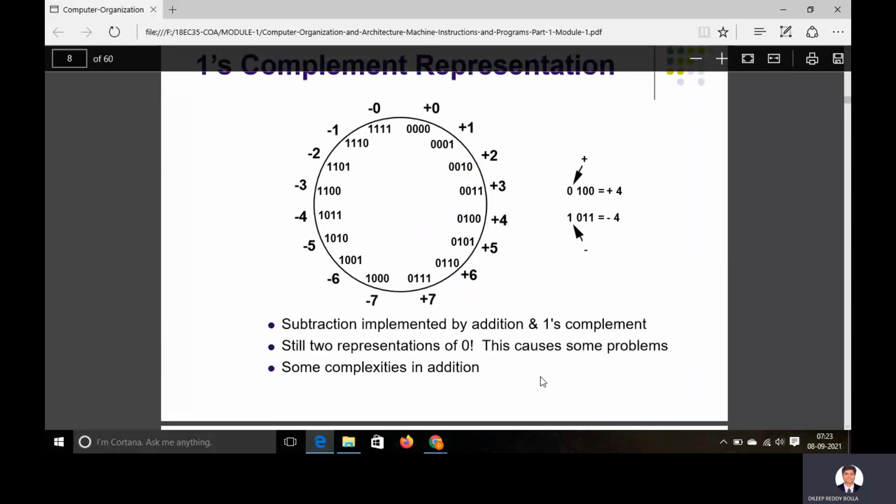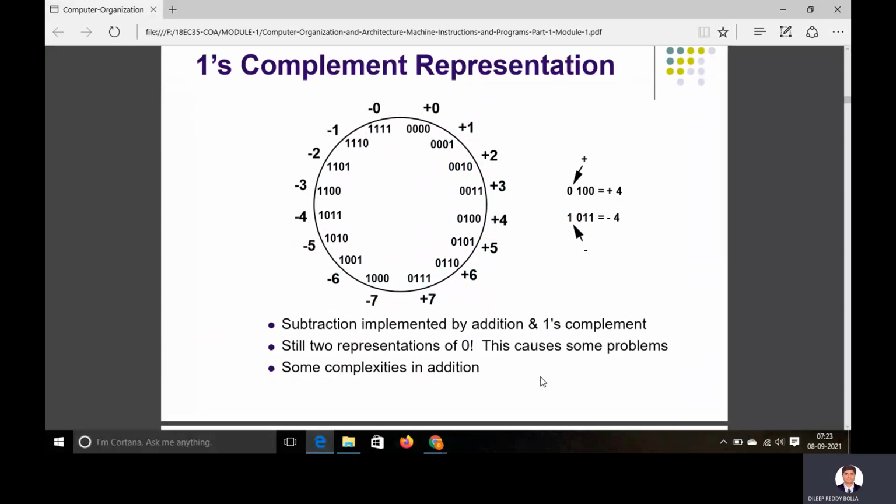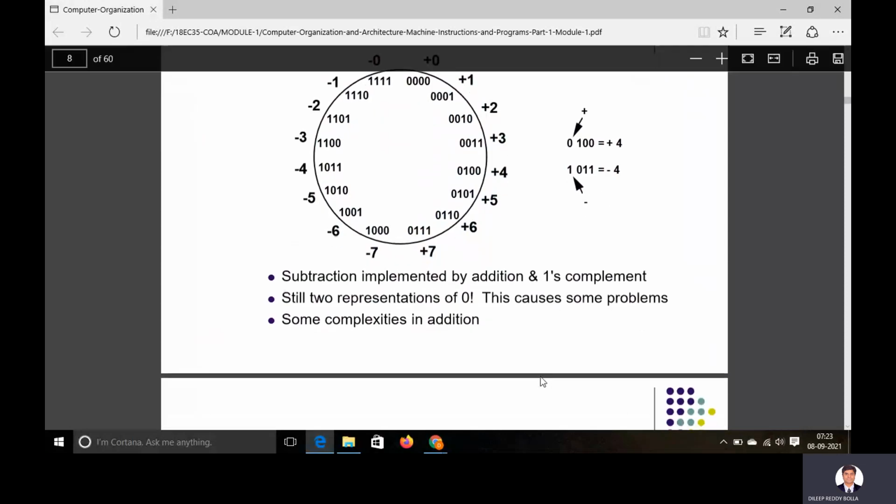Still, there are two representations of zero. If you see, for 0 there are two representations, which are all zeros and all ones. This will cause some problems, because we are not able to do it so easily. It leads to some confusion and some technical problems we may face during execution while doing additions. Okay, this is about the one's complement technique.